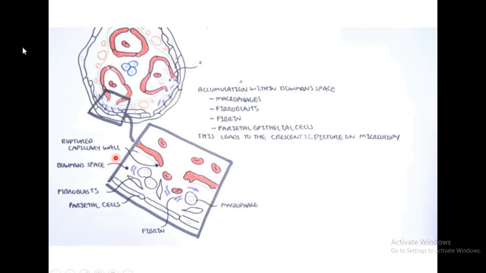So this is the picture of crescent formation. Here you can see there is rupture of the capillary wall. This is the Bowman space, and the Bowman space is filled with fibrin, fibroblasts, proliferation of parietal epithelial cells, and macrophages, monocytes, neutrophils and RBCs. This is a microscopic picture of crescent formation, which is a classic feature of RPGN.